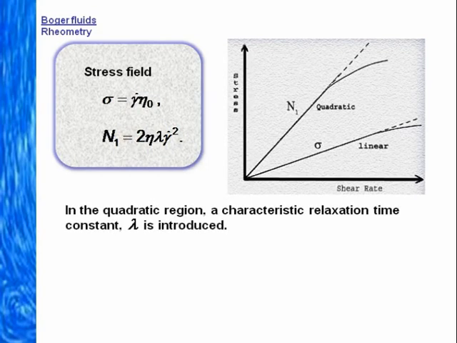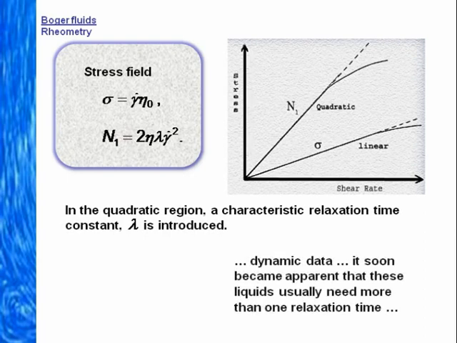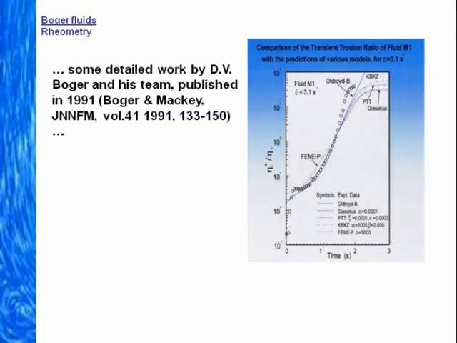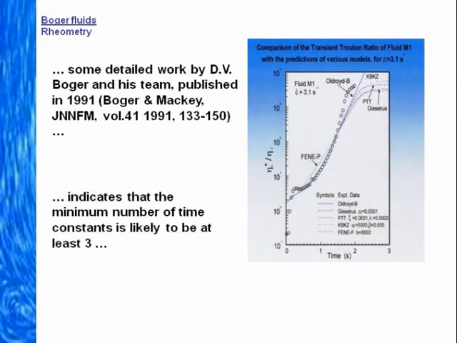You will notice that in the quadratic region, we have introduced a characteristic relaxation time constant lambda. However, from dynamic data, it soon became apparent that these liquids usually need more than one relaxation time. For example, some detailed work of David Boger and his team, published in 1991, indicates that the minimum number of time constants is likely to be at least 3. This will become important later when we consider constitutive models for this class of elastic liquid.